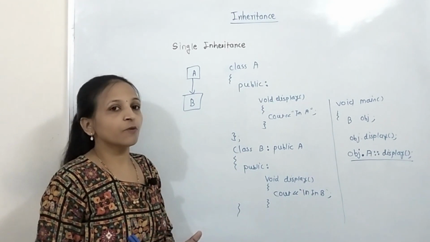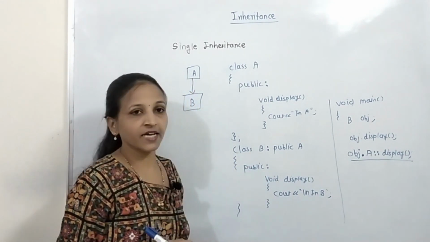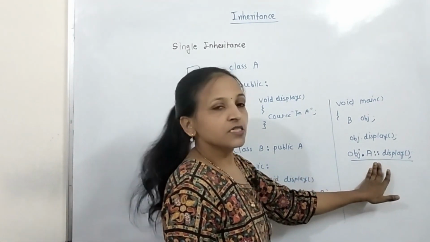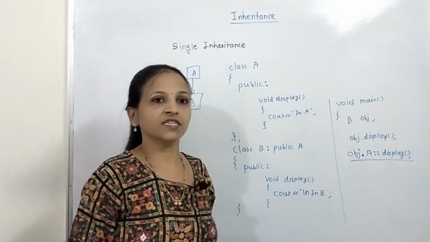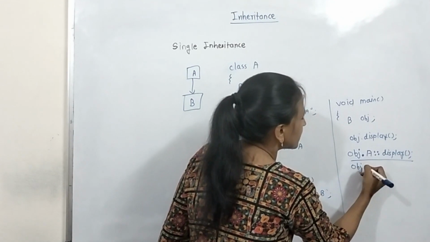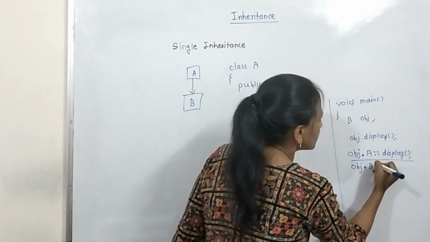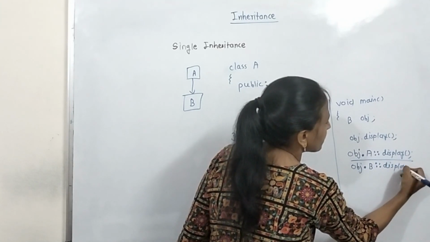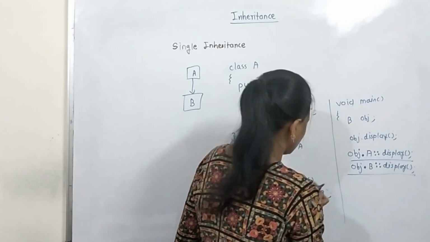Now this type of ambiguity in case of single inheritance we can resolve with the help of this scope resolution operator in this way. Again, if we write obj.B scope resolution display, then again B's display member function will be called, its own.